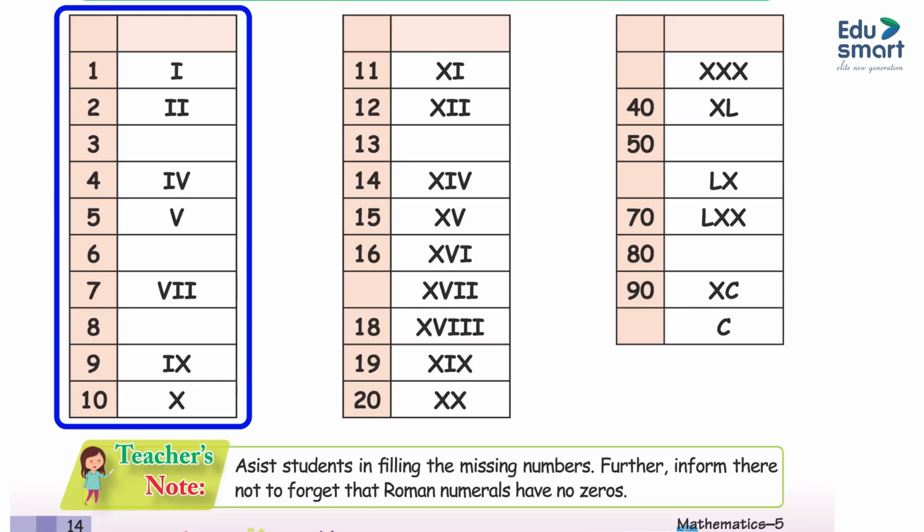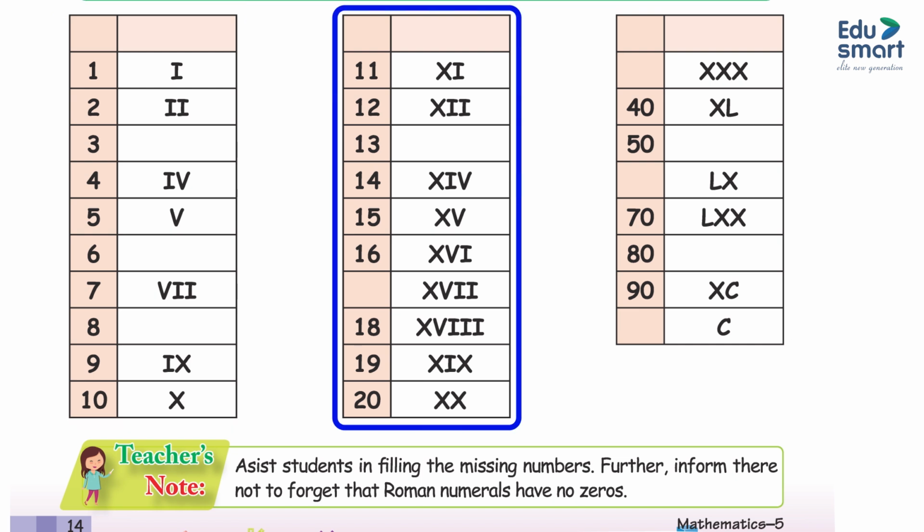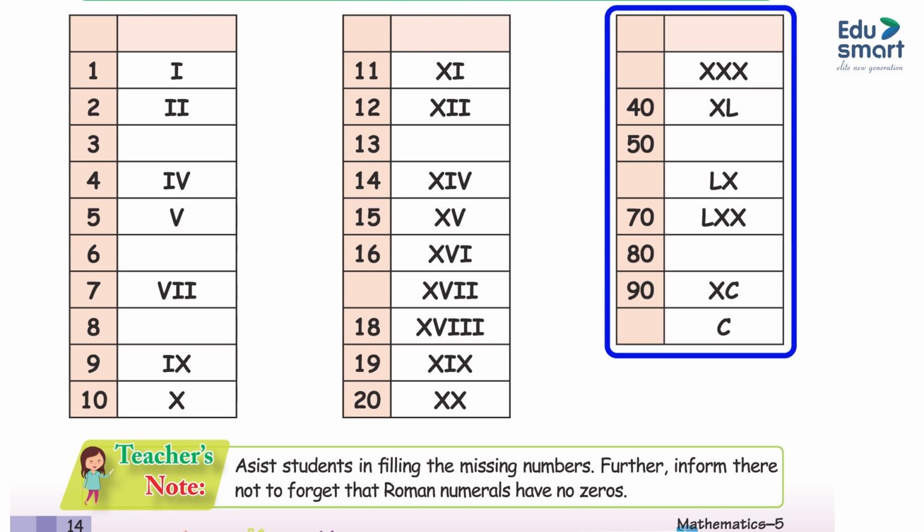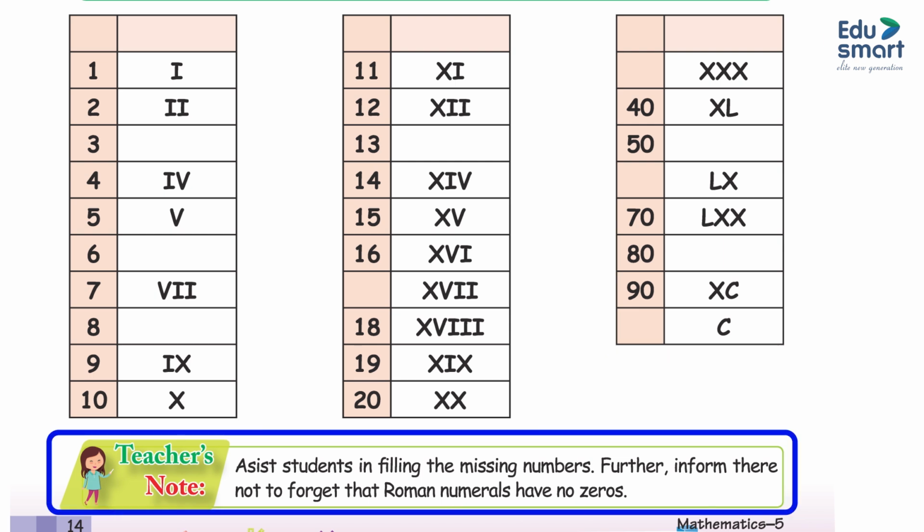1, 2, 3, 4, 5, 6, 7, 8, 9, 10, 11, 12, 13, 14, 15, 16, 17, 18, 19, 20, 30, 40, 50, 60, 70, 80, 90, 100. Teachers, note: assist students in filling the missing numbers. Further, inform them not to forget that Roman numerals have no zeros.